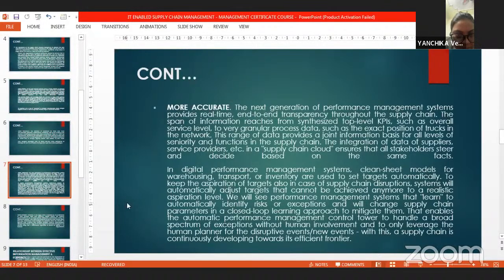That enables the ultimate performance management control tower to handle a broad spectrum of exceptions without human involvement and to only leverage the human planner for the disruptive new event. With this, a supply chain is continuously developing towards its efficient frontier. Fine. So now your result will be more accurate, because things are becoming more transparent because of the new technology.